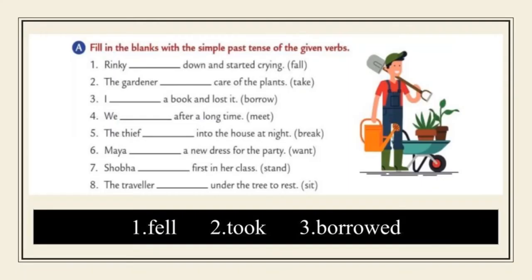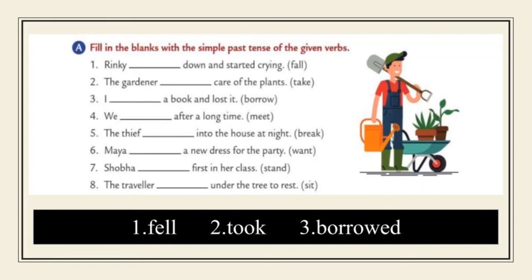Okay, students, let's do the first exercise, that is fill in the blanks with the simple past tense of the given verbs. Look here, students, fill in the blanks are there. Inside the bracket they have given the verb. We should write the past tense of the verb. Rinky dash down and started crying. The given verb is fall. What is the past tense of fall? Yes, fell. The answer is Rinky fell down and started crying.